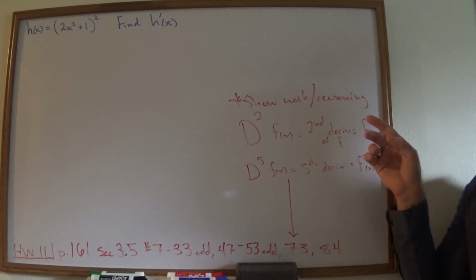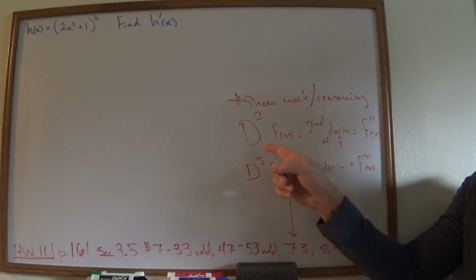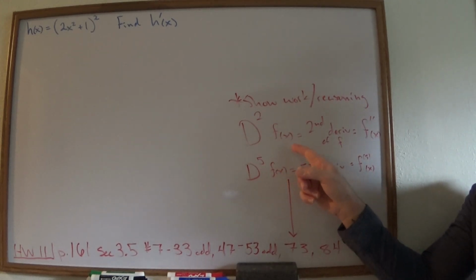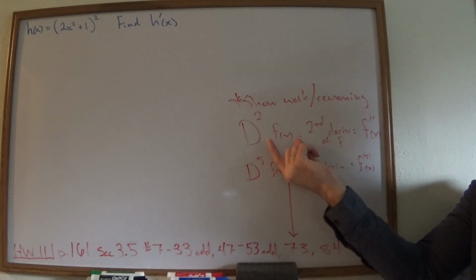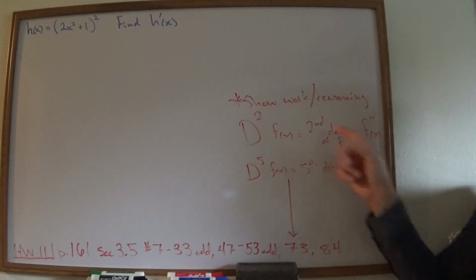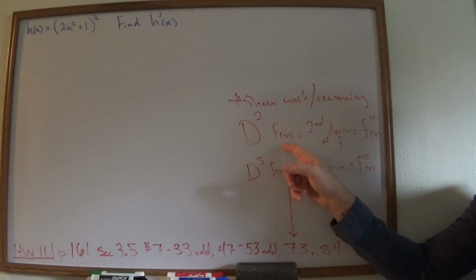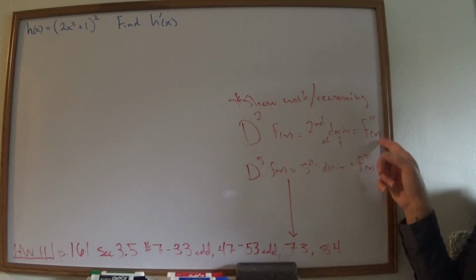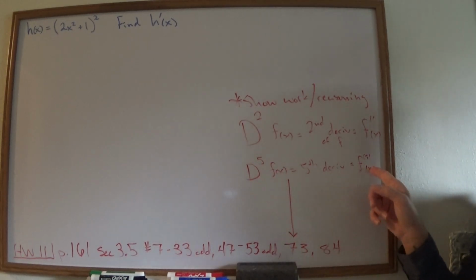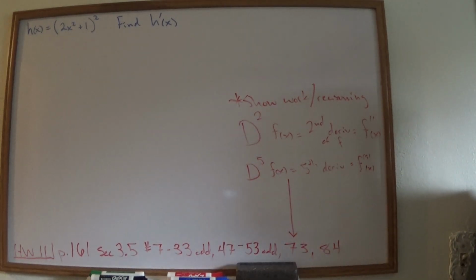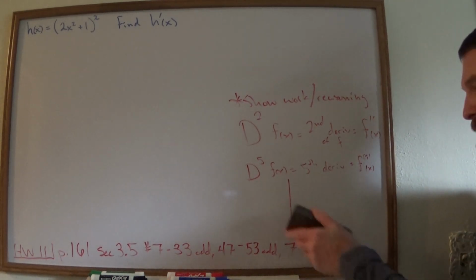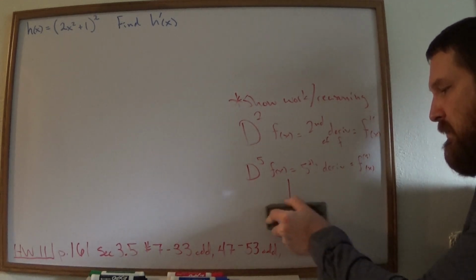For this it has this notation D and then a number up here. D with a number and then some function means the second derivative of. So like D2 of some function f of x means the second derivative. D5 of some function is the fifth derivative. So you'll need that there. So that's really all there is to that.